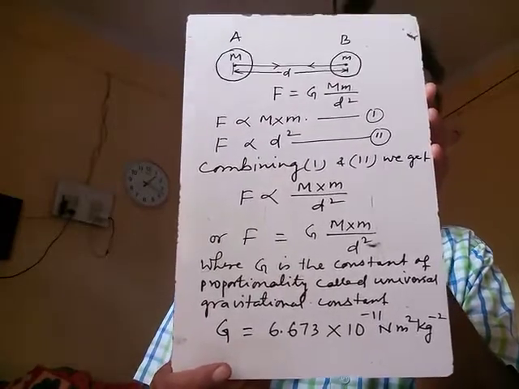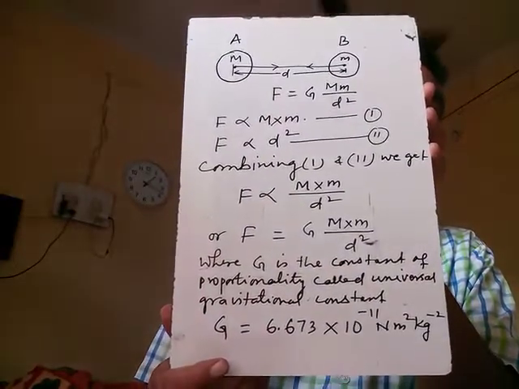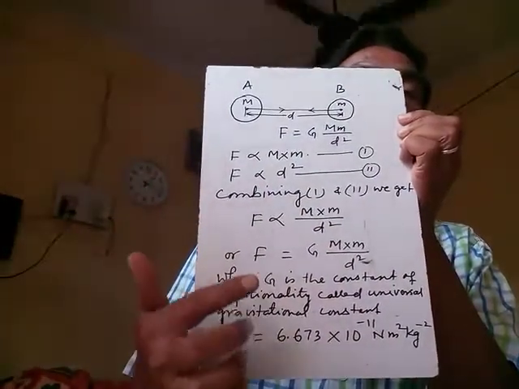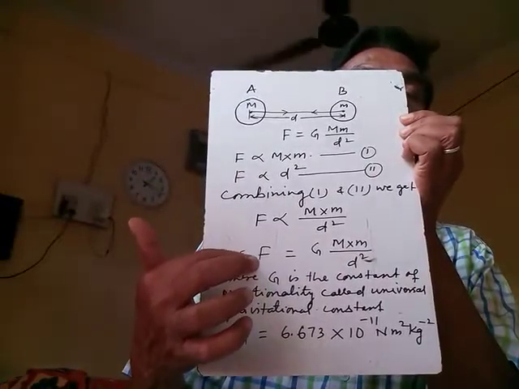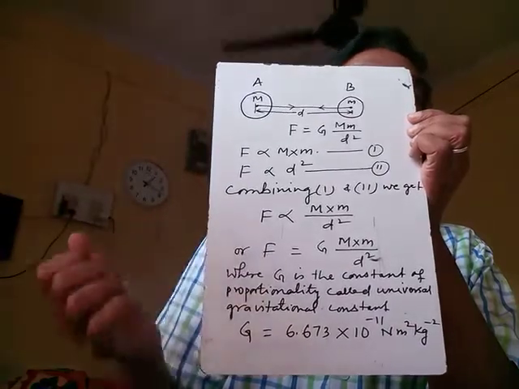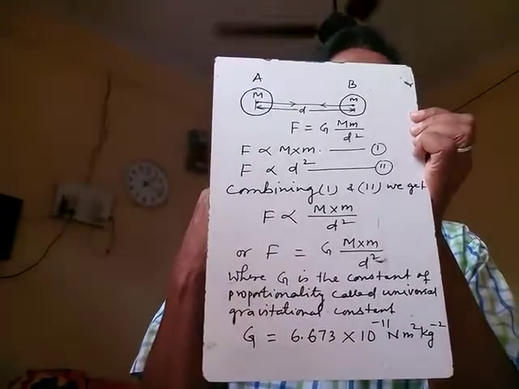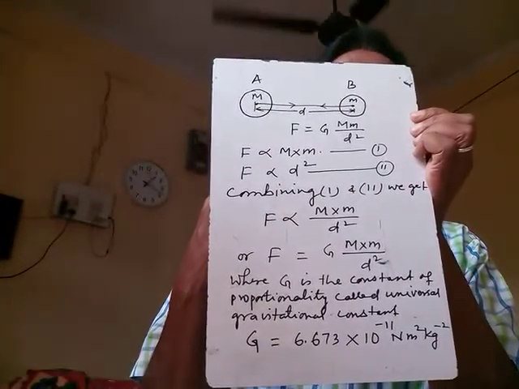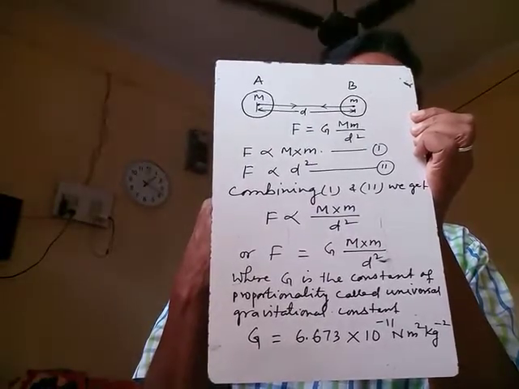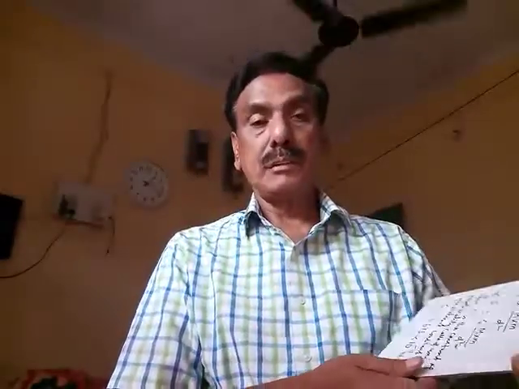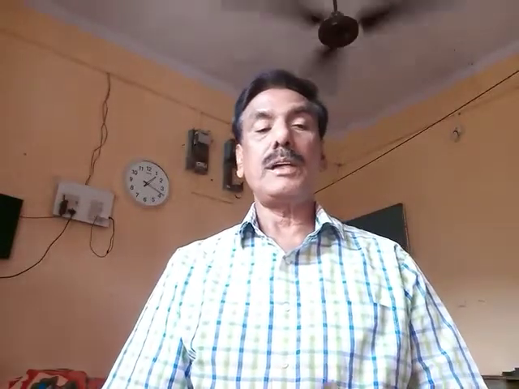You can see in this paragraph it is all explained. So in the end you get this formula, and the force of attraction between two bodies can be calculated using it. The value of G is 6.673 into 10 to the power minus 11 Newton meter square per kg square. It is capital G, and this is known as the universal gravitational constant.